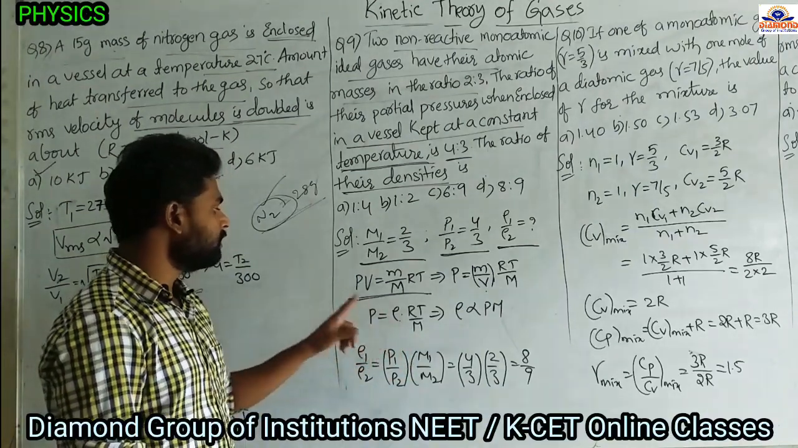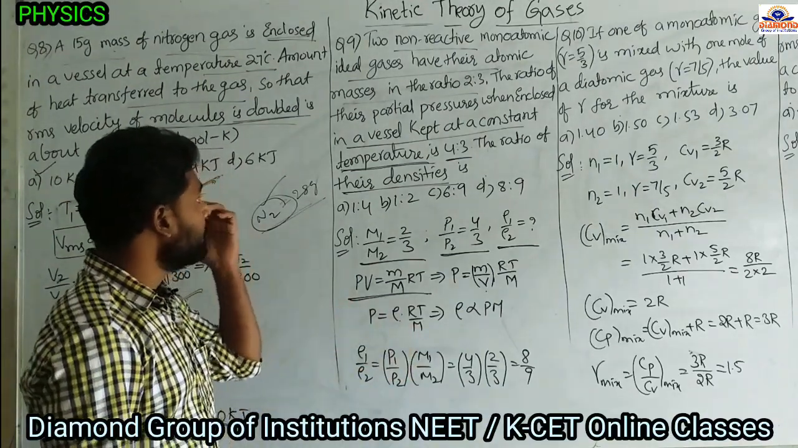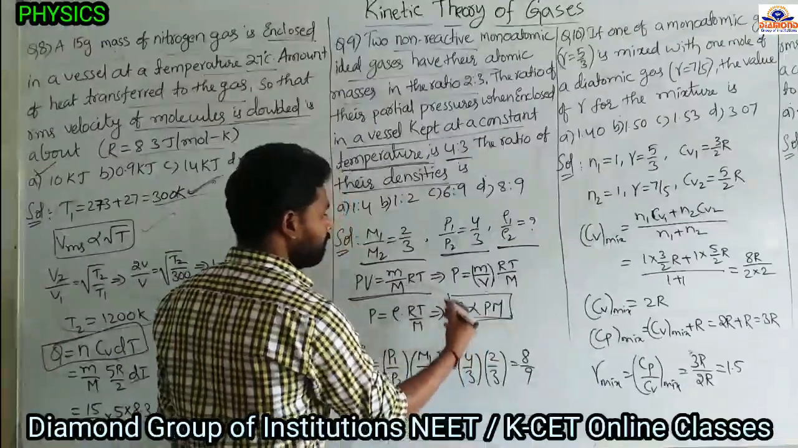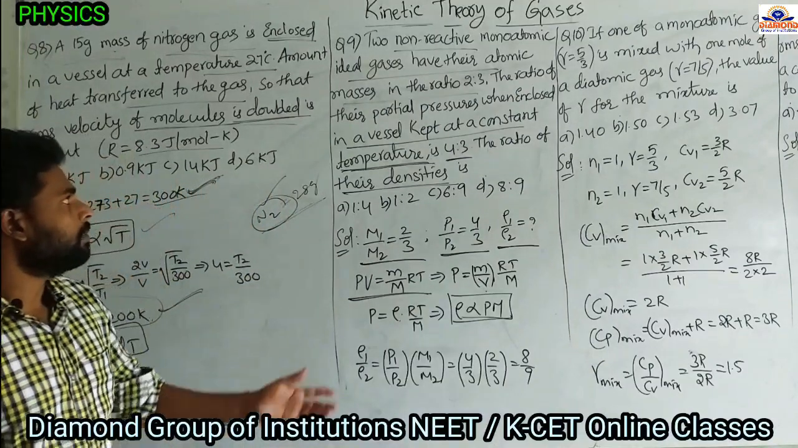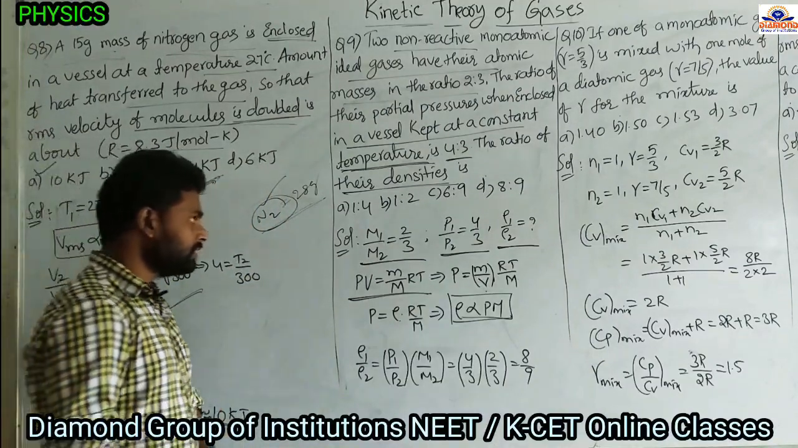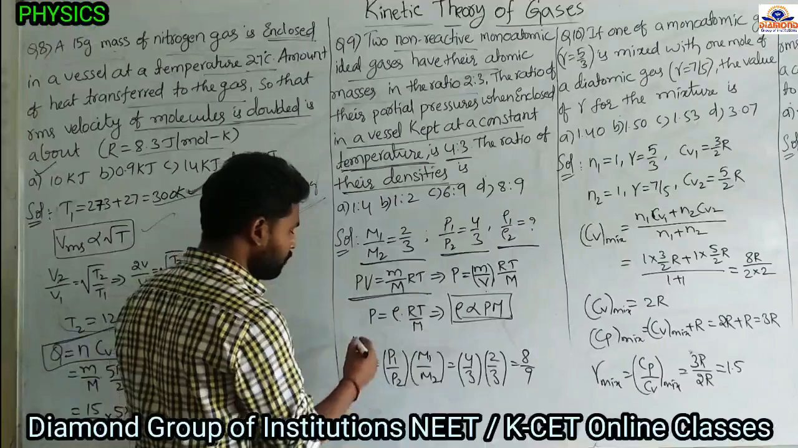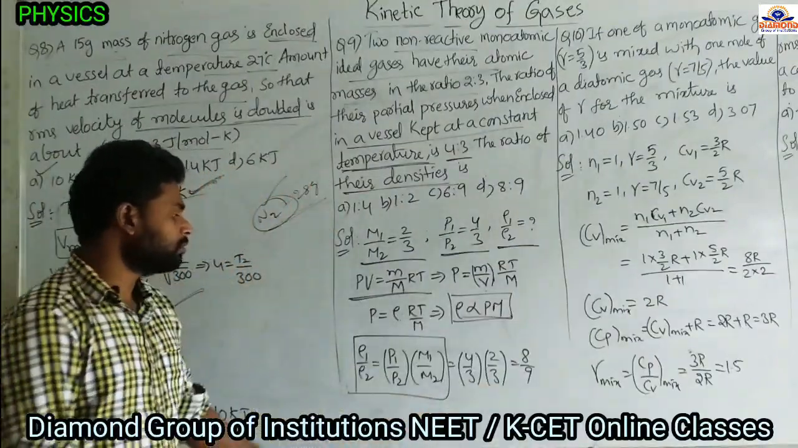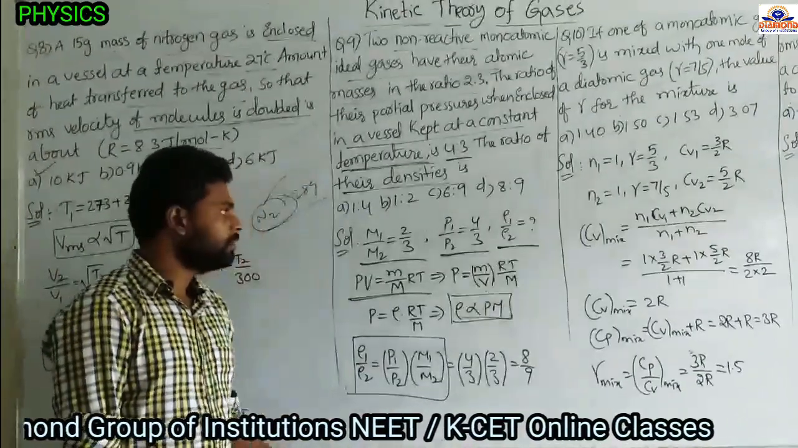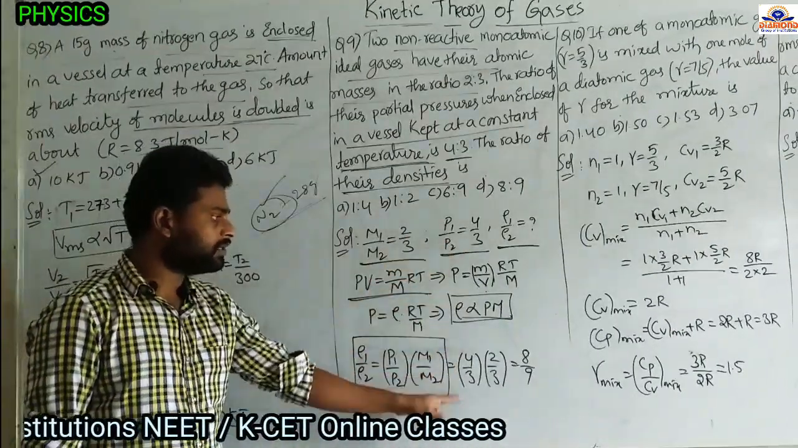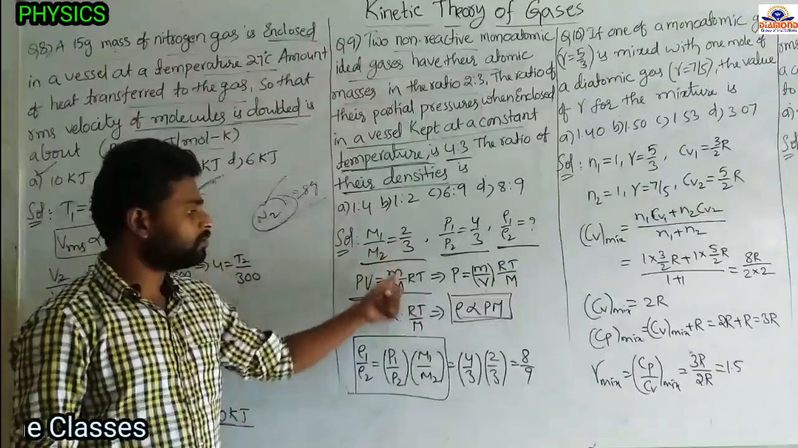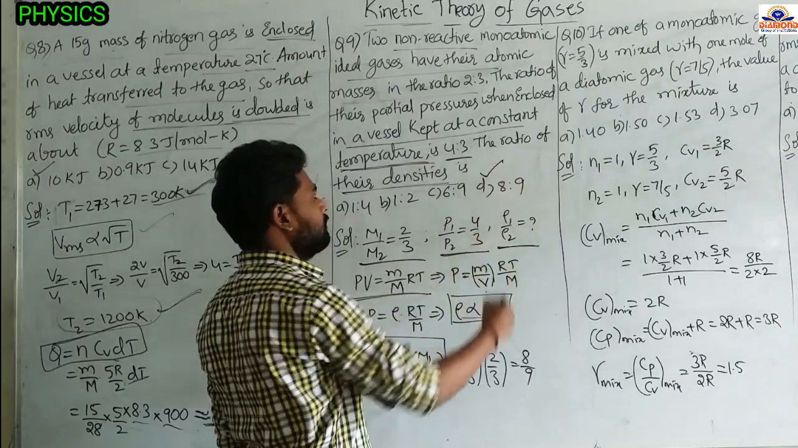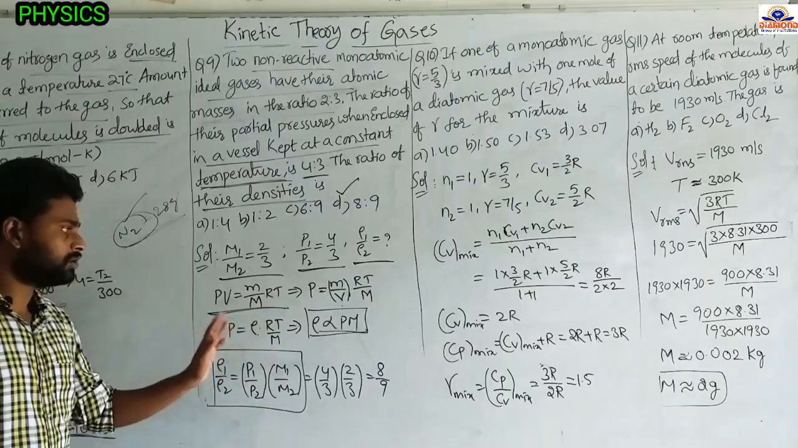The relationship between the density, pressure and atomic mass: the density is directly proportional to the pressure and atomic mass. From this, the ratio of the densities rho1 by rho2 is directly proportional to the pressure and atomic mass, so P1 by P2 into M1 by M2. P1 by P2 value is given as 4 by 3. M1 by M2 is also given as 2 by 3. Then the answer is 8 by 9. 8 is to 9 is the right answer. Okay, so this is an important question.